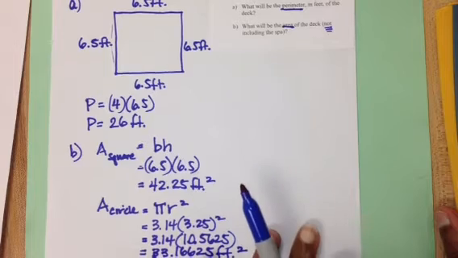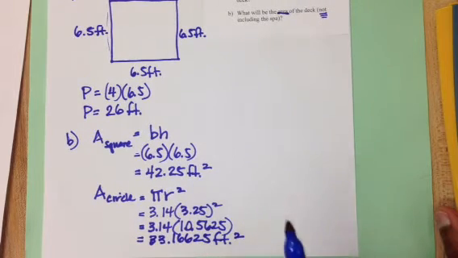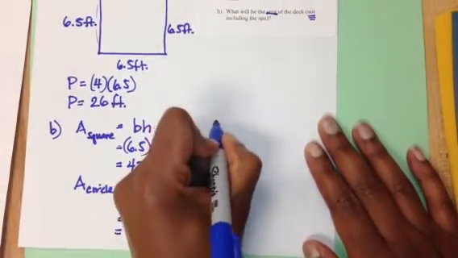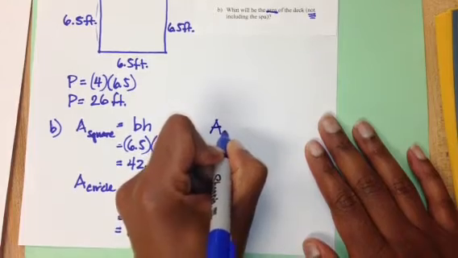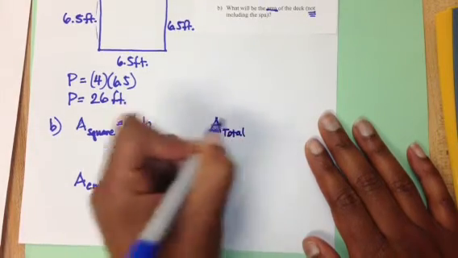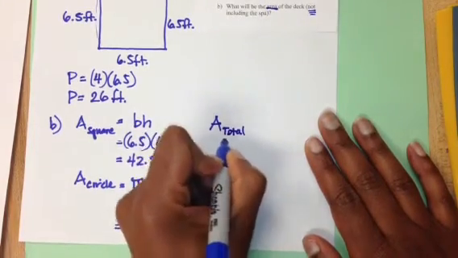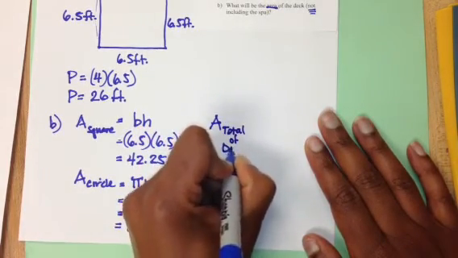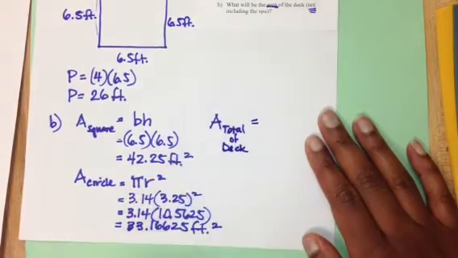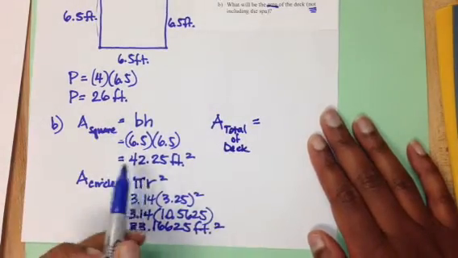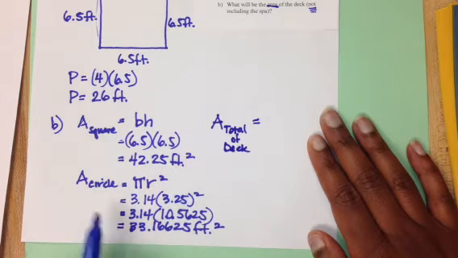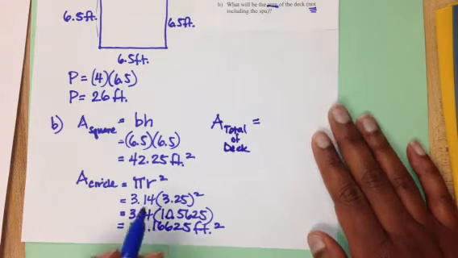So if you see something like that where it says not including something, then we know we have to do the operation of subtraction. So we're going to take the area of our spa. So we're going to label this, that's total area of the deck. So we have to take the total area of the deck, and then the total area of the circle, which was the spa, and then subtract the two.